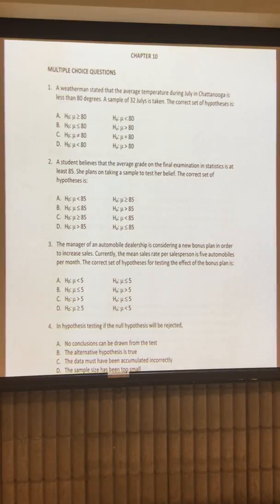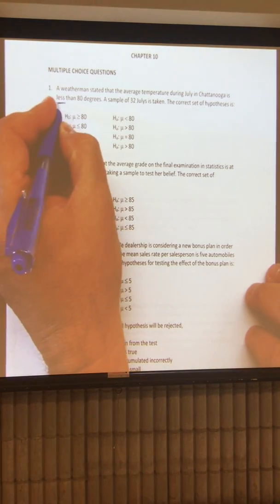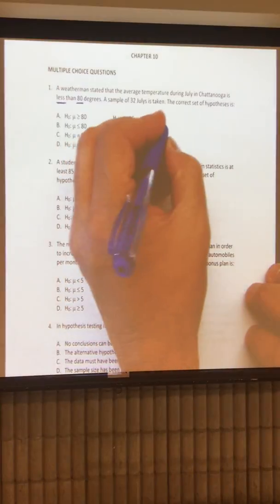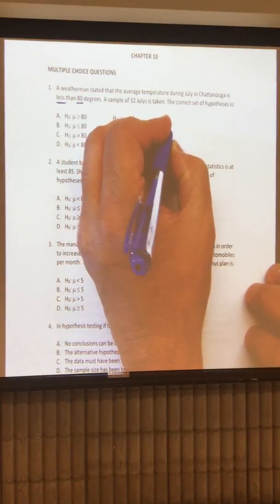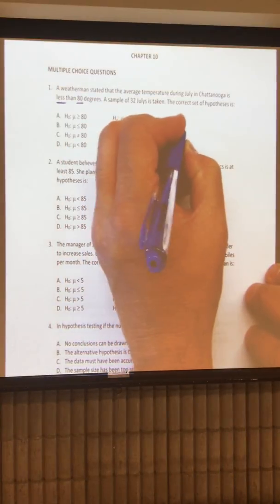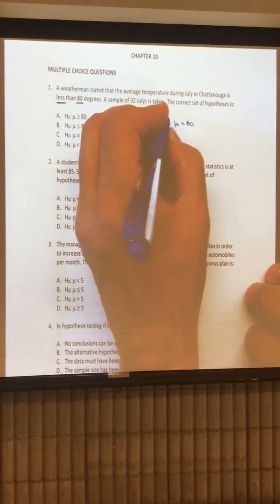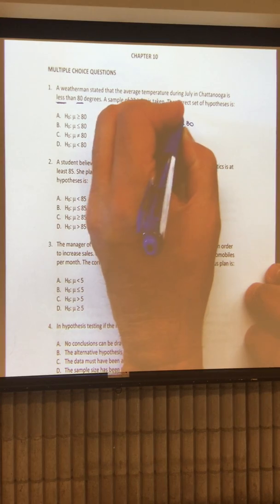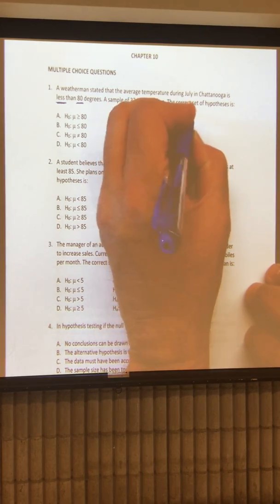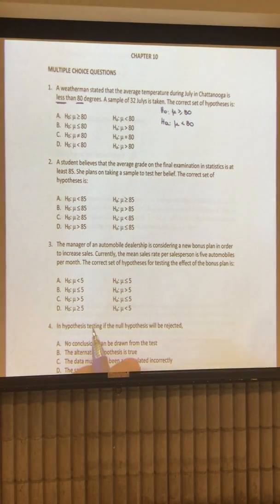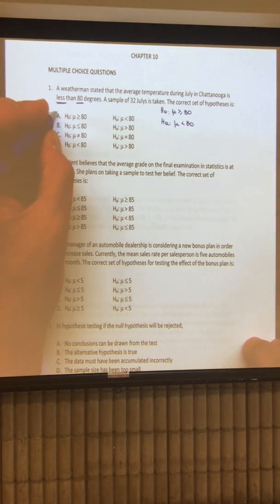Let's go to see the exercises for chapter 10, and we can start with the multiple choice. The correct set of hypotheses: we have to identify the keyword. The keyword is less than 80 degrees, so this is going to be the alternative. Mu will be less than 80. And the null, of course, will be mu greater or equal than 80. So for this problem, the correct hypothesis is A.